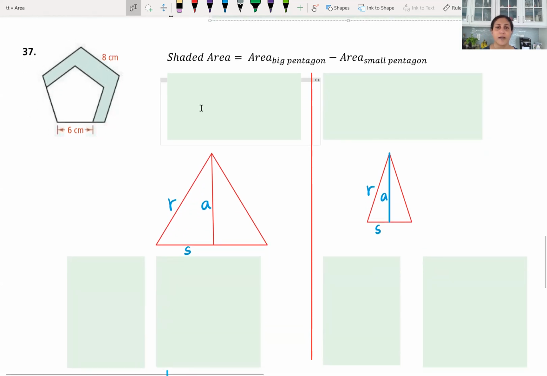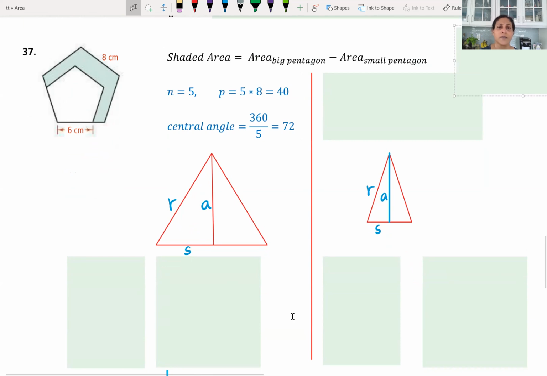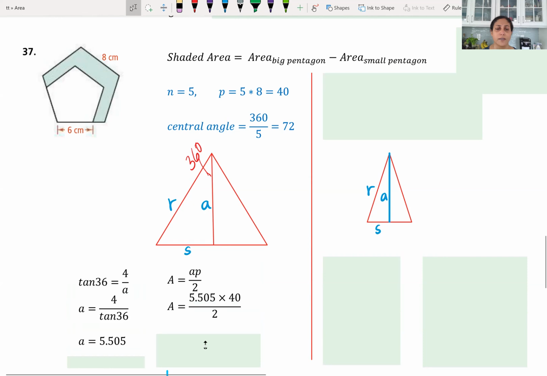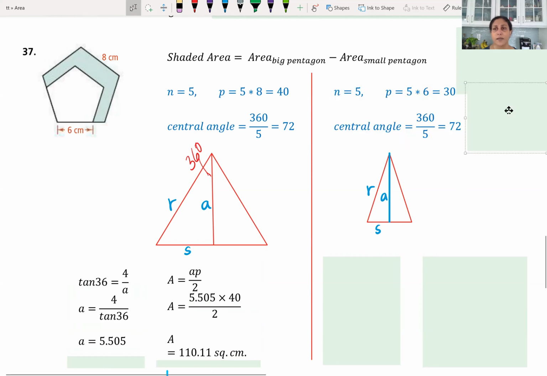So let's see if you got these right. I have my steps here. So the central angle is 72 because it's 5-sided. And if the central angle is 72, then the angle here is 36. And then you're going to use that to find the side. Well, the side is given, so you just have to find the apothem. And use that apothem to find the area of the larger pentagon. And on the other side, you're going to use the same steps and find the area of the smaller pentagon.